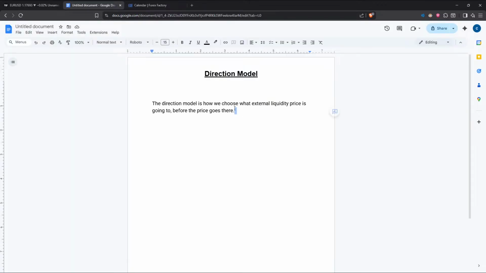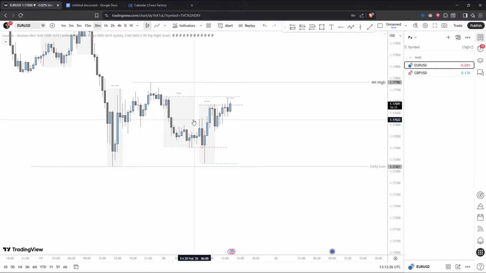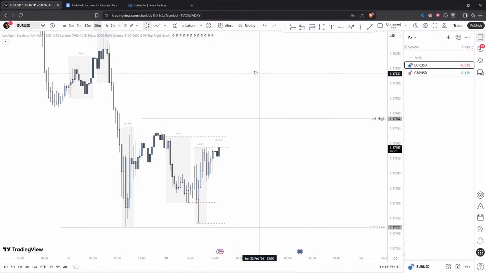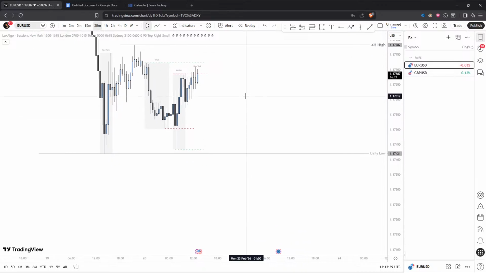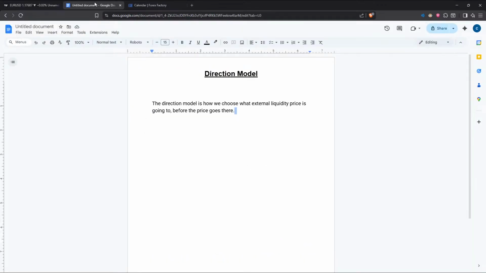Okay, so the direction model, like we said, is how we choose which external liquidity. So forget about internal liquidity now. It's just external liquidity that we're focusing on. We're focusing on which one price chooses, one of the ones it wants to go to, before delivery. Okay, so that's the first point, is where we're going.